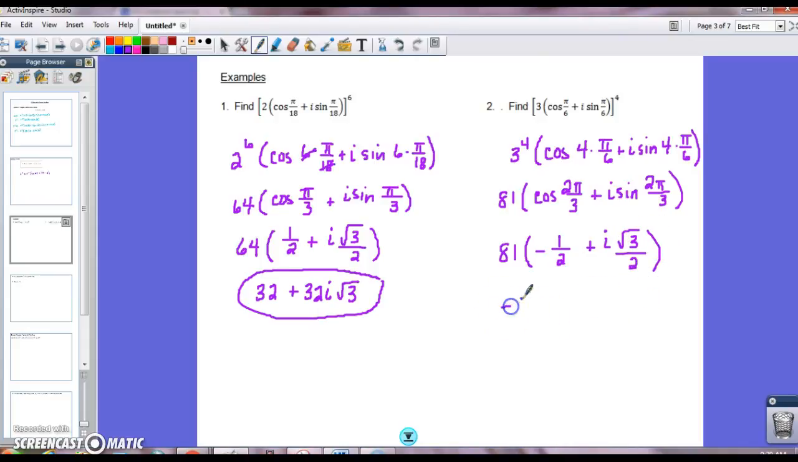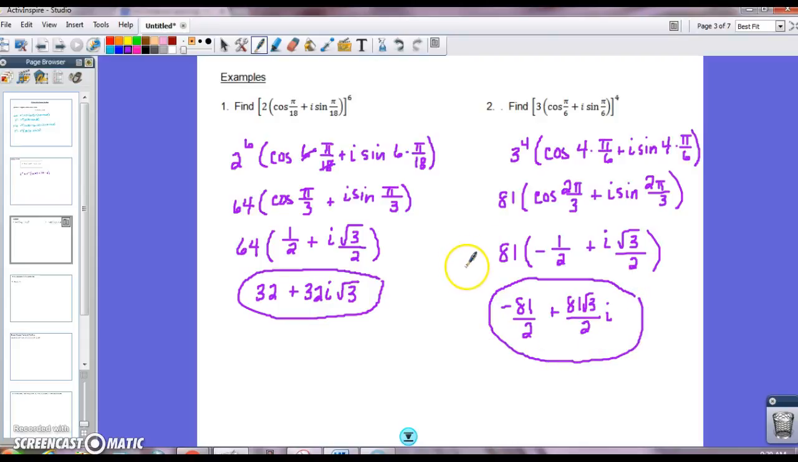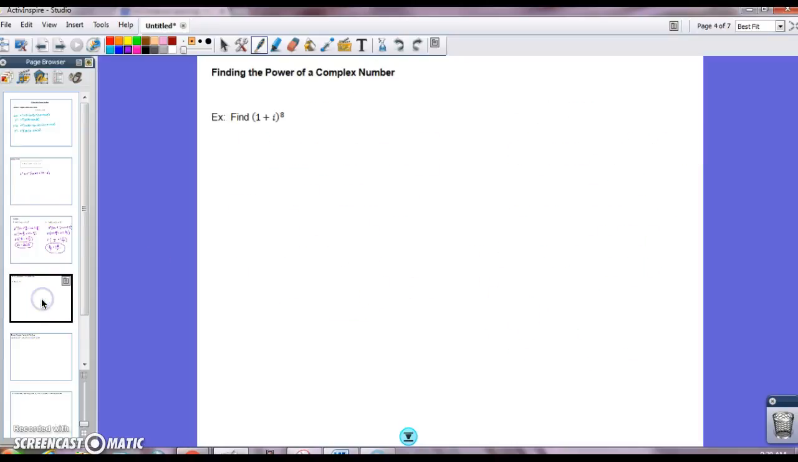And so my final answer when I distribute that 81 is negative 81/2 plus 81 root 3 over 2 times i. You could have written i in the numerator, but I pulled it all the way out because I had a fraction there. But that is your final answer. So that's how you would use de Moivre's theorem in raising complex numbers to different powers.